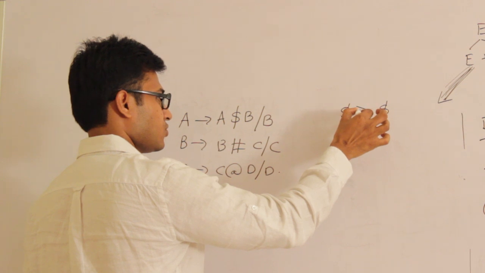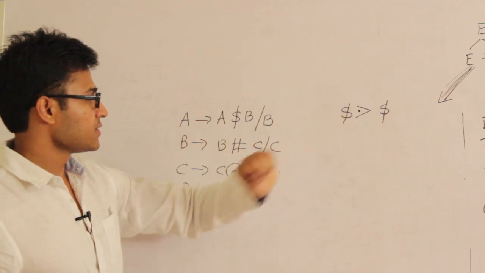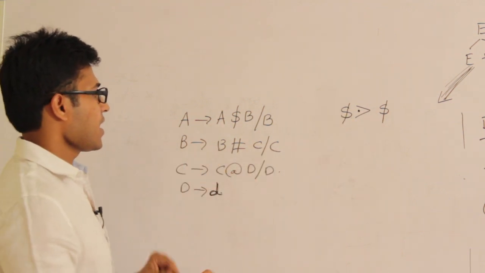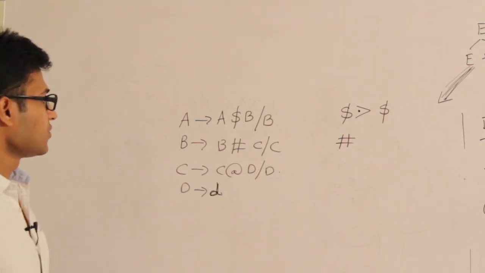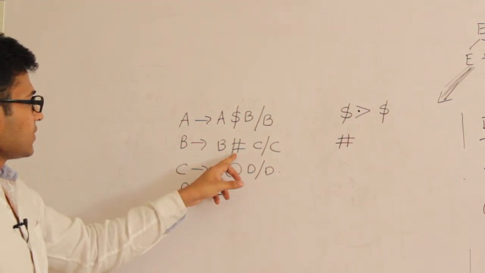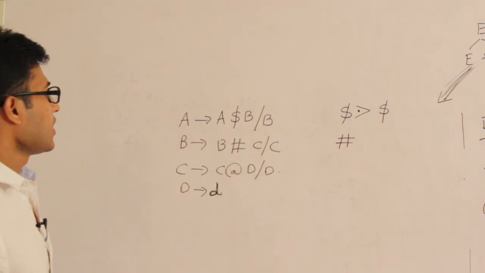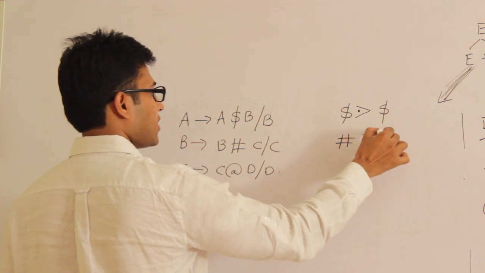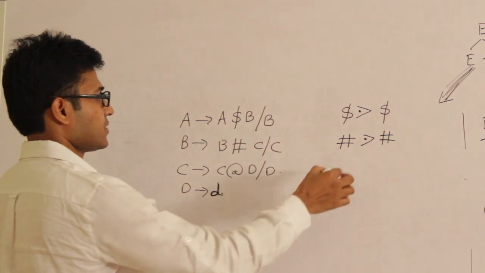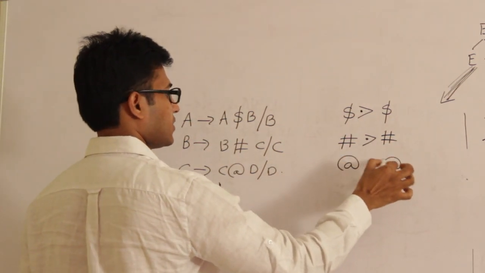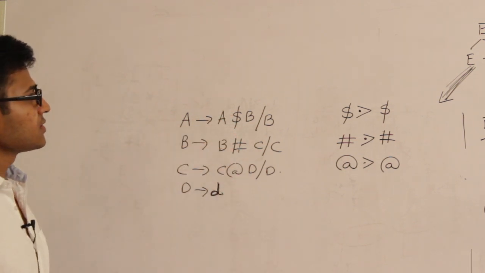So I am going to write like this. This is just a notation to denote that the left side operator has higher precedence than the right side operator. And if I have two hash symbols, then which is going to get the highest precedence? Since it is defined as left recursive grammar, therefore it is left associative. The left one should get the higher precedence, right? And if I have two @ symbols, which one should get the highest precedence? The left one, right?